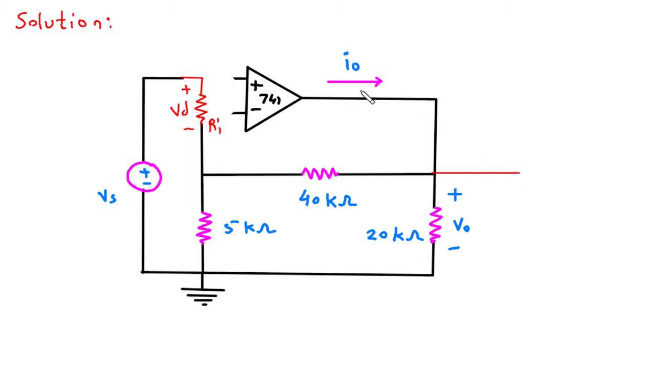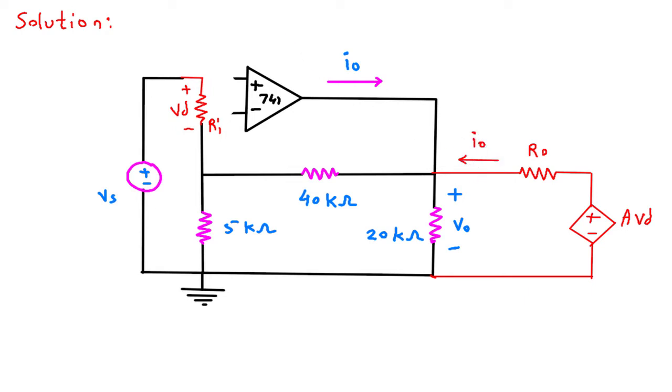And here this is output. So this will be output resistance Ro. This is Ro. And this will be AVd. This will be positive and this will be negative. It is connected to ground. This is AVd. And this is current IO. Now we will erase this.